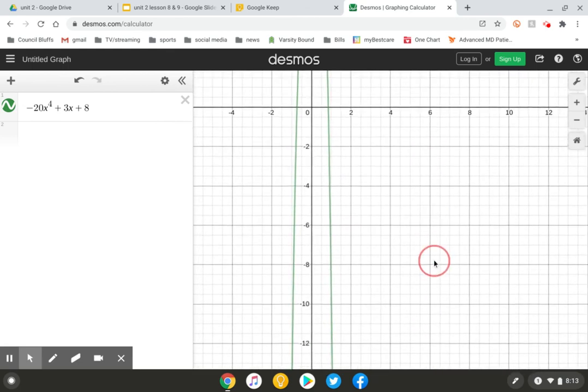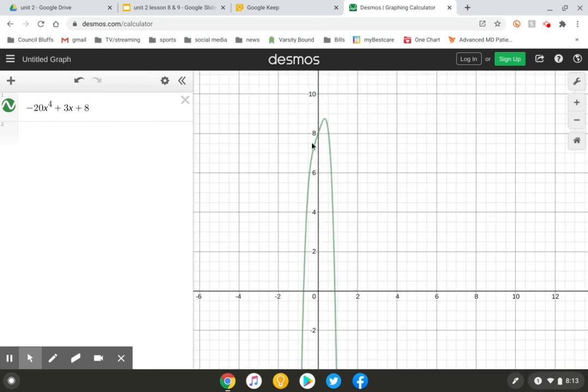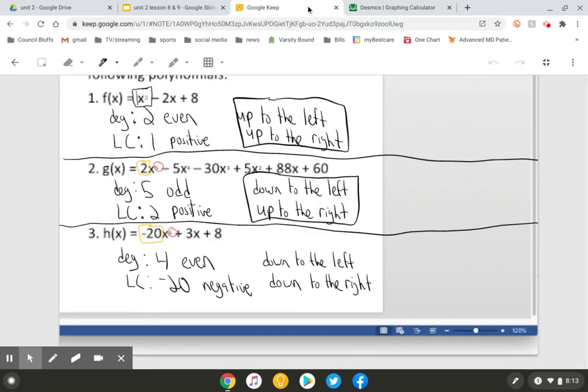It doesn't tell us what happens in the middle here, so end behavior is not going to help us with this part in the middle. All it does is tell us what happens on the ends, and that is down to the left and down to the right. Your cool down tonight will be a couple of examples just like this.